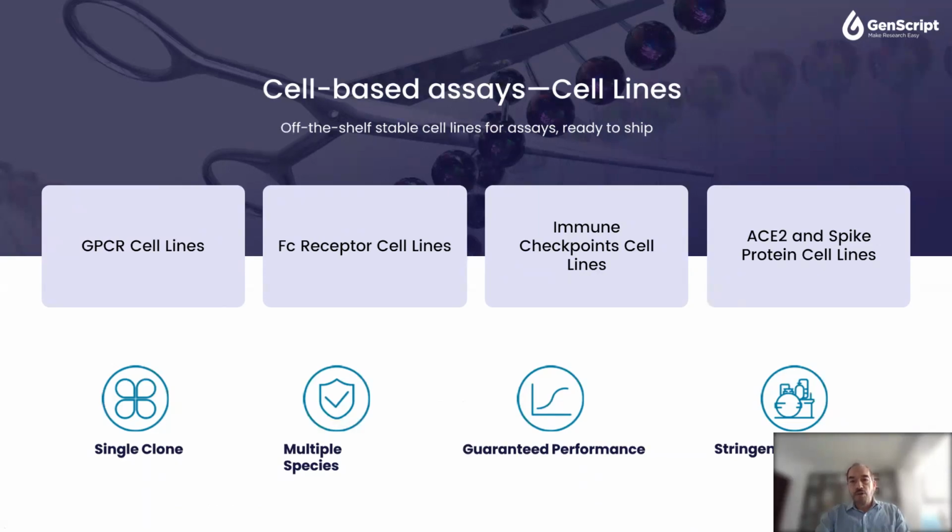And our off-the-shelf stable cell line offering consists of several different portfolios. GPCR cell line portfolio, we have over 100 GPCR-related cell lines. We have Fc receptor cell lines for characterization of Fc receptors for antibodies. We have immune checkpoint cell lines for cancer research. And of course, we have some cell lines for COVID research, ACE2 and spike protein cell lines. All of our cell lines are single clone. We can offer them as multiple species. We guarantee the performance of each cell line, and we have very stringent QC requirements.